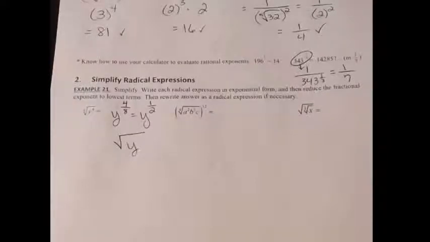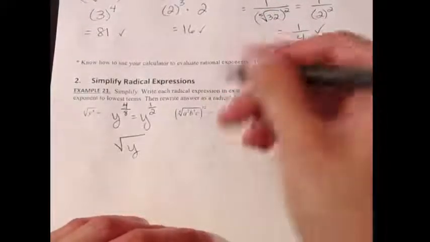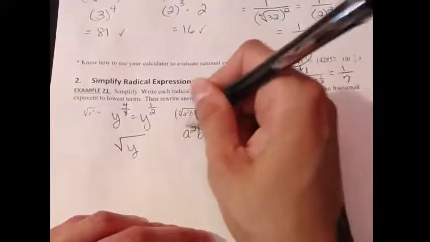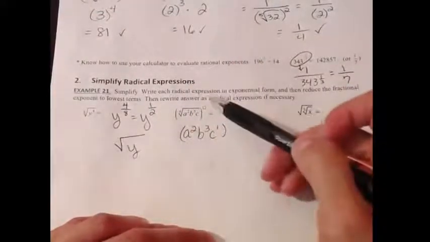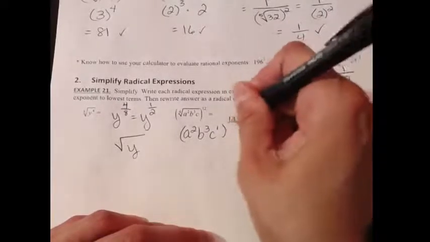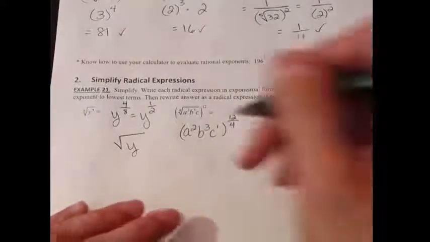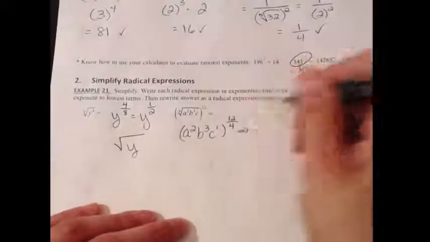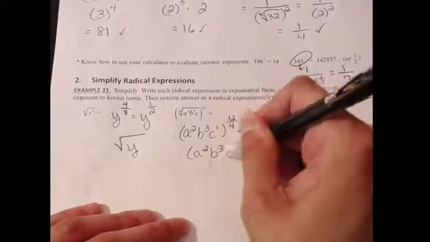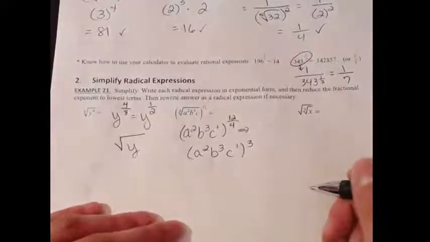Okay, let's rewrite this second example. My radicand is a squared b to the 3rd c to the 1st. And my power is 12, where my root is 4. So 12 over 4, power over root. This becomes a to the 2nd, b to the 3rd, c to the 1st, raised to the 3rd power, because 12 divided by 4 is 3.